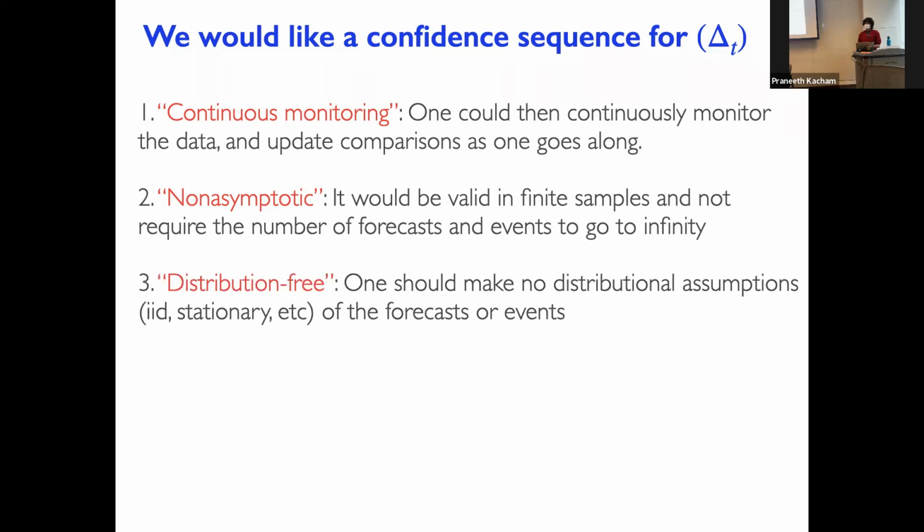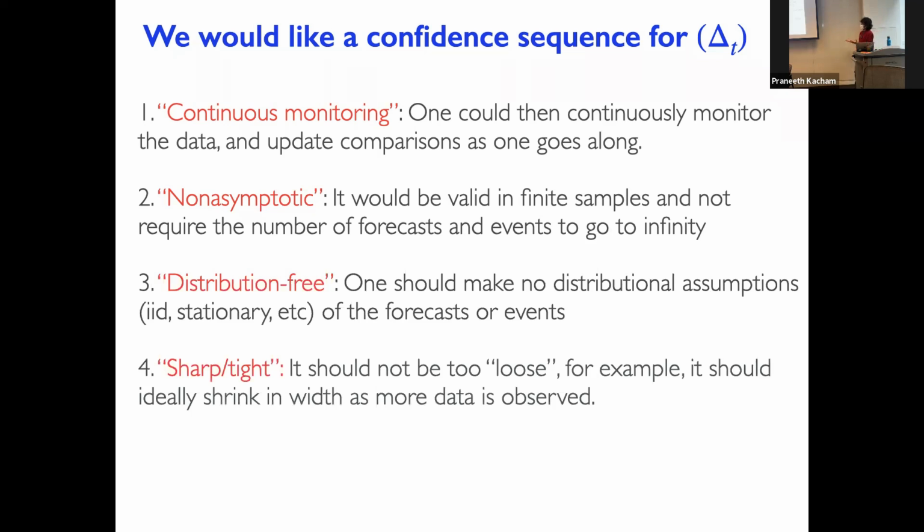What we're going to do is make them distribution free, which means I should not make any distributional assumptions, IID, stationary, anything, on the forecasts p_t, q_t, or on the events like r_t. I'm not going to make any assumptions about those. That's going to be the key part, distribution free. And I would like them to be sharp or tight. As on the previous slide, it should shrink to 0 width. It should not be too loose.